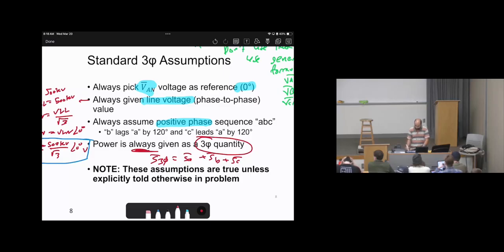Again, these assumptions are always true unless you've been told something different in the problem. So the default for any system or any voltage given is line to line, unless you are told it's line to neutral. The default is three-phase quantity power and positive sequence, unless you've been told something else. Any questions? Okay, good.